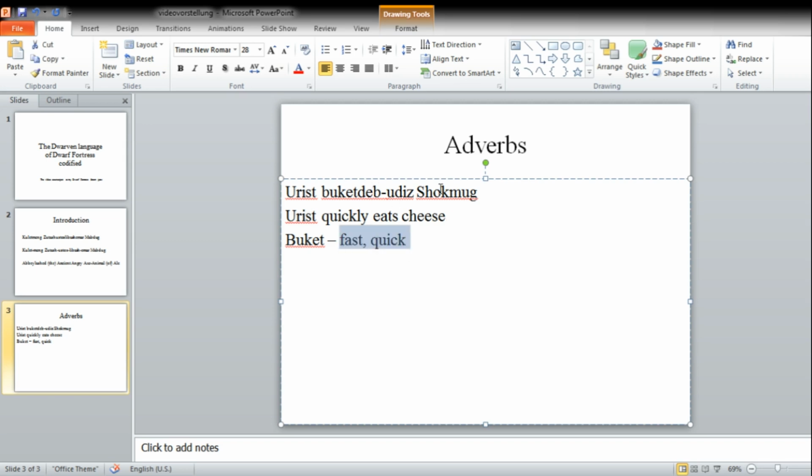But we can also put bouquet here. However, that makes this the first word of the noun. This is all one big noun, so its first letter needs to be capitalized, even if that particular letter isn't part of a noun. So, Jurist bouquet deb budis Bouquet shokmug. Jurist quickly eats fast cheese. You see, that bouquet can function both as an adverb and an adjective, depending on whether it's describing a verb or a noun.